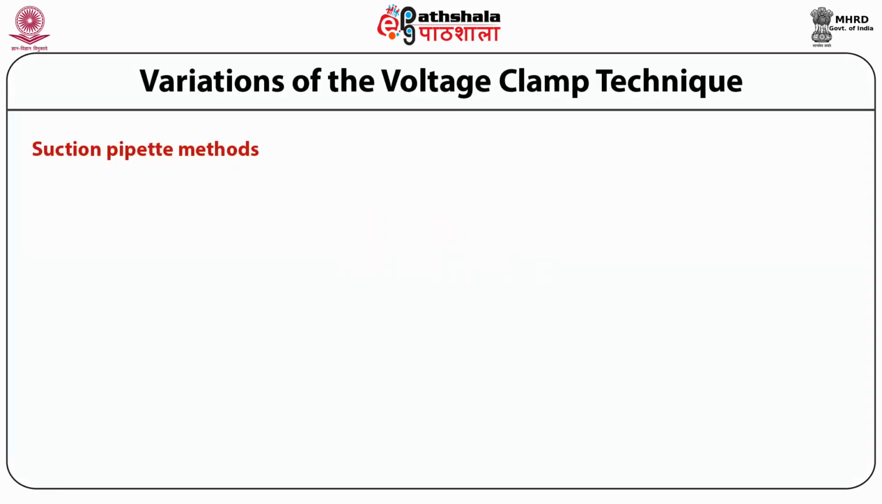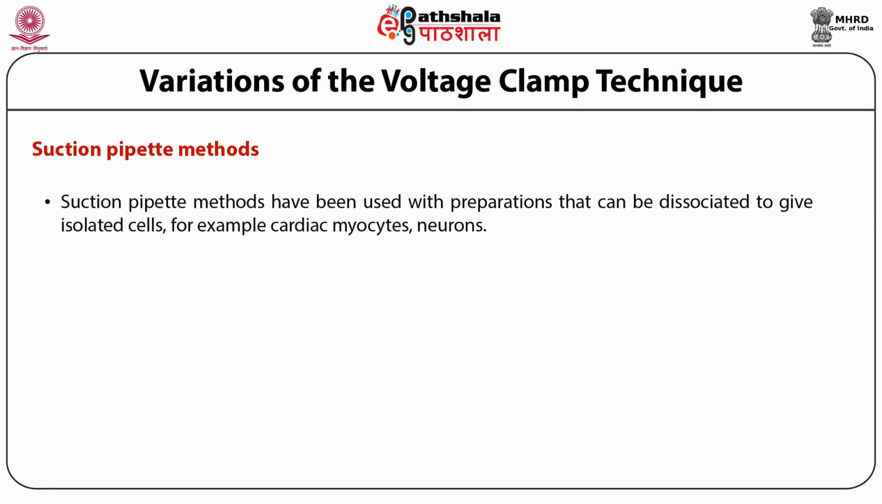The third one is suction pipette method. Suction pipette methods have been used with preparations that can be dissociated to give isolated cells. For example, cardiac myocytes or neurons.